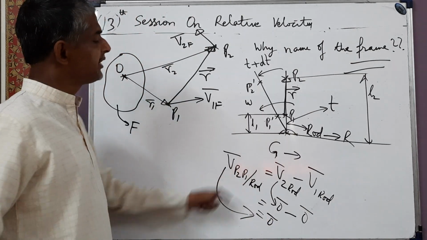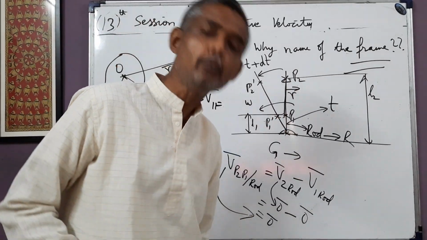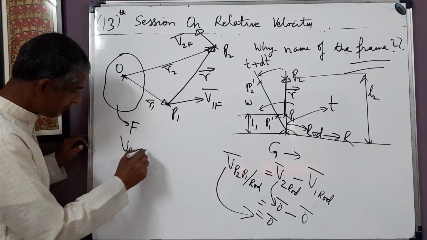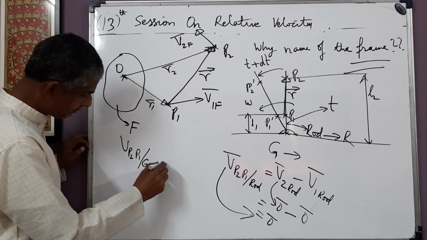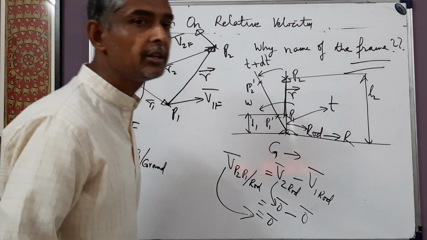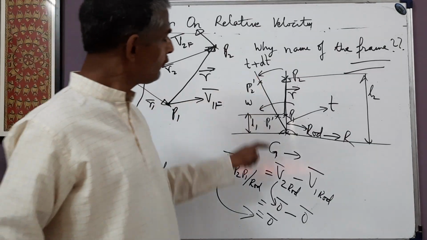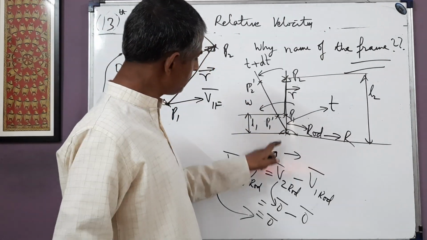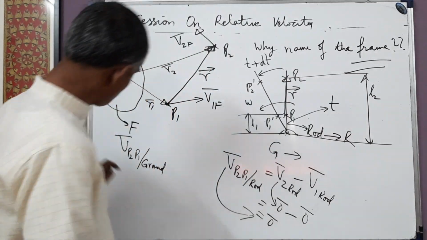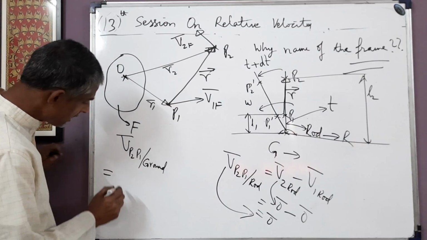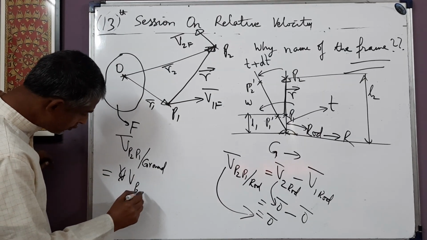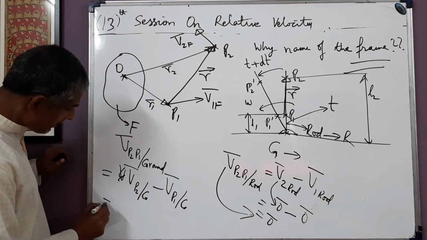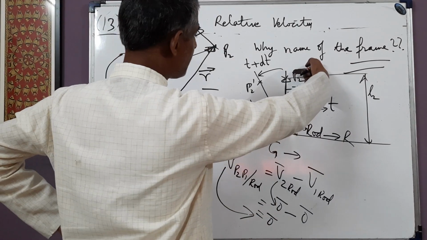But now suppose we take the relative velocity of P2 with respect to P1 in the ground frame. See what we'll get here. In the ground frame, P1 and P2 are not static. They are moving in circles of respective radii L1 and L2. So the velocity of P2 with respect to P1 in the ground frame will be equal to the velocity of P2 in the ground frame minus the velocity of P1 in the ground frame.